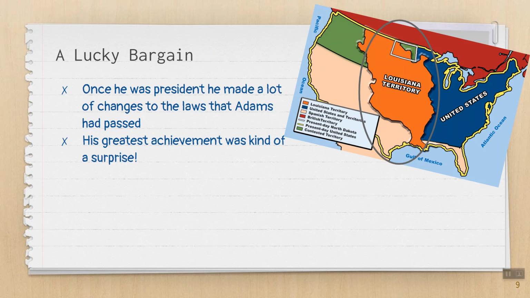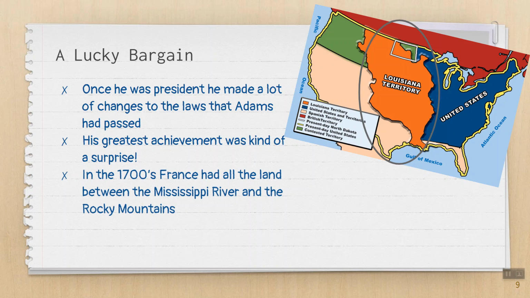But his greatest achievement, one of the biggest things that he's actually remembered for as a president, was actually kind of a surprise. In the 1700s, France at the time had all the land between the Mississippi River and the Rocky Mountains, and that's this right here. All of this land right here, the orange, this belonged to France. And they called it Louisiana after King Louis.